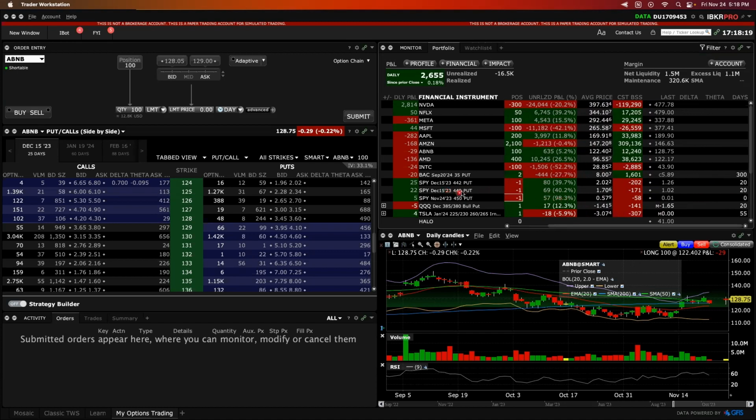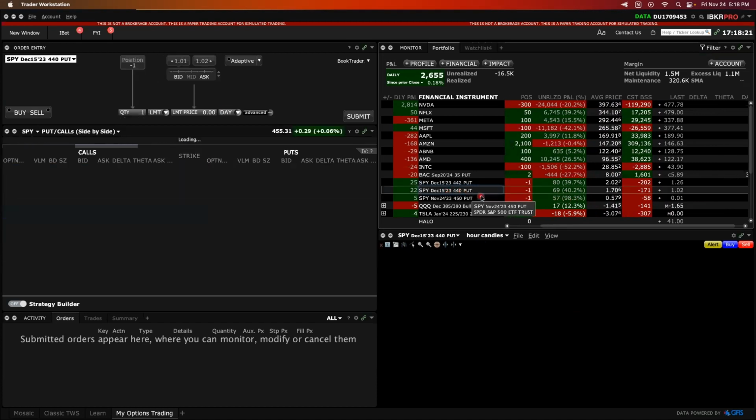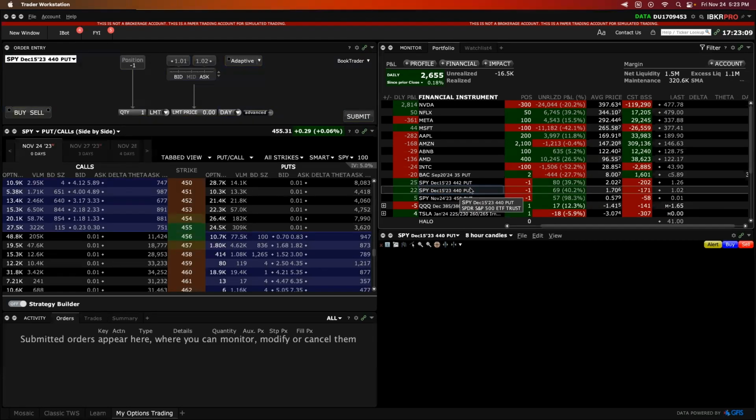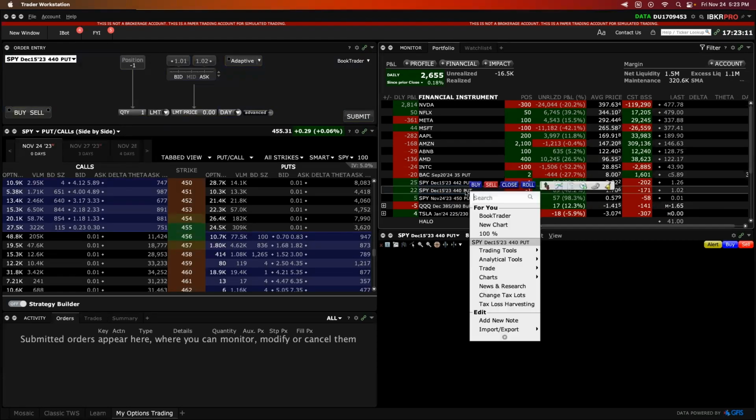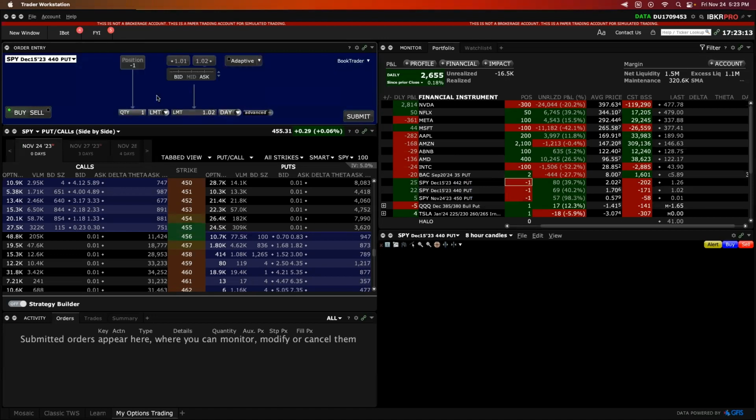But let's look at this one at the 440 level right here. This SPY 440 put for December 15th. To set up our trailing stop order, what we need to do is right click here and go close, or at least make sure that we're buying back to close in this scenario, because when we're selling puts, we're -1 for position because we sold it, and we want to make sure we buy back to close, which is blue for buy inside Interactive Brokers, or whichever trading platform you like to use.